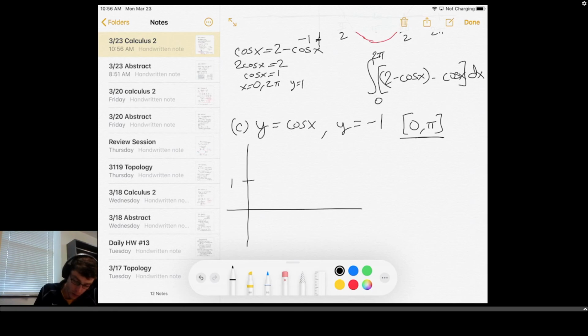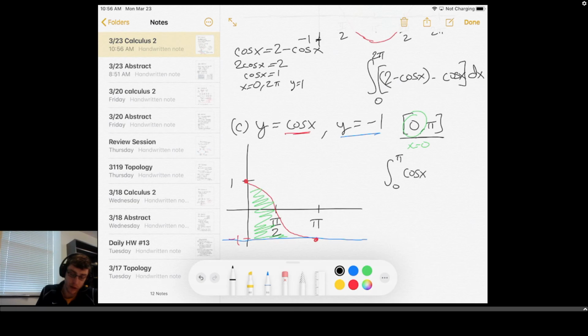Okay, and so we're at 0 to pi. Cosine starts up here, goes down to -1, and then y equals -1 is just a flat line like this. The area we're talking about here, since I bounded it with x equals 0, looks like this. And what's on top? Cosine. So this is 0 to pi of cosine minus -1.